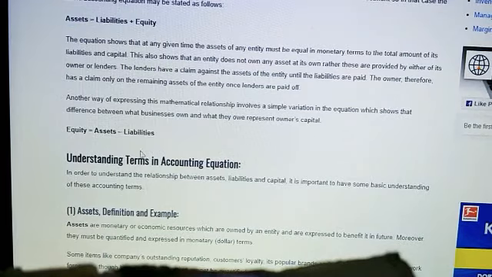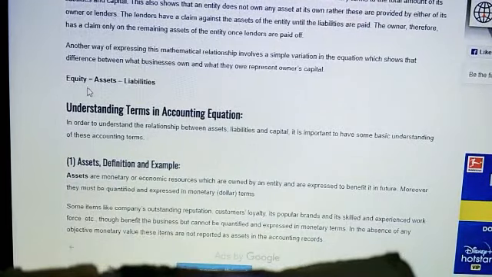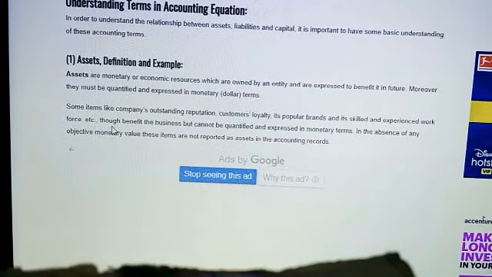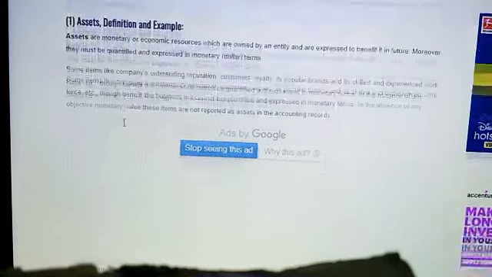So we need to simply understand assets, liability and equity. First we'll talk about assets. Assets are monetary or economic resources which are owned by an entity and are expected to benefit in future. Moreover, they must be quantified and expressed in monetary and dollar terms. These are the things which express our reputation. These terms are known as assets.